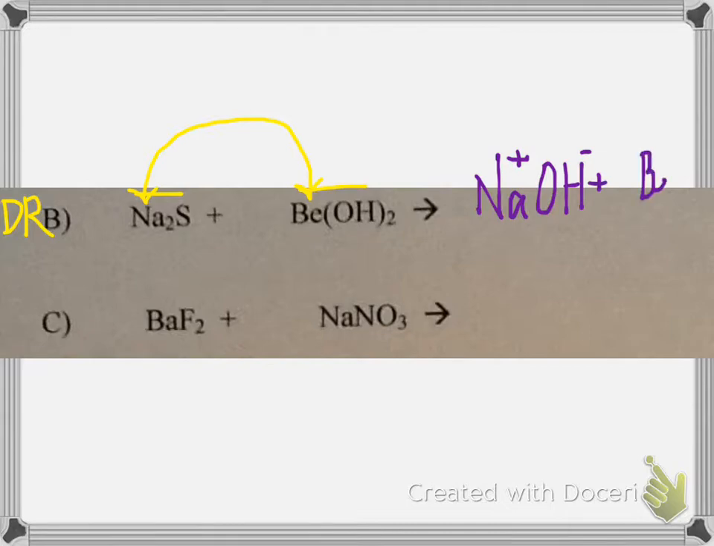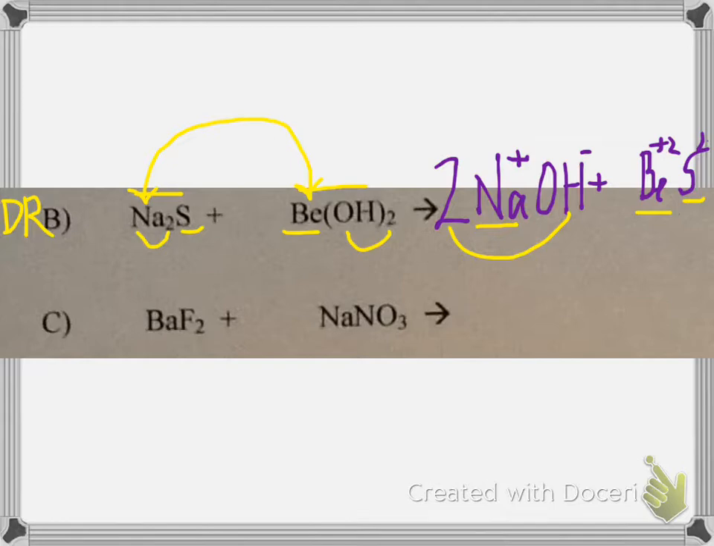Beryllium, and its partner is sulfide. So again, nothing to do to that one. So now I'm ready to balance this. 2 sodiums, 1 sodium, coefficient of 2 in front of sodium hydroxide. 1 sulfur, 1 sulfur, 1 beryllium, 1 beryllium. 2 hydroxides, 2 hydroxides. This is now properly balanced.